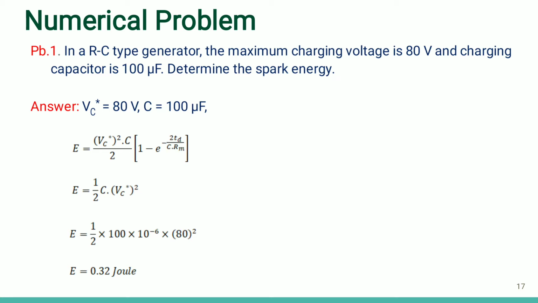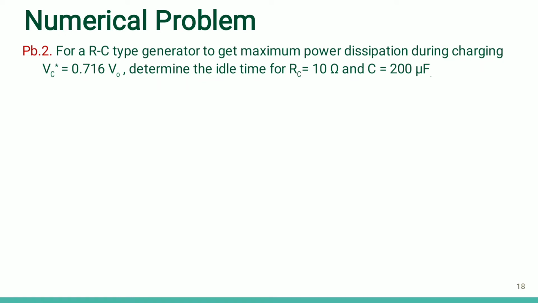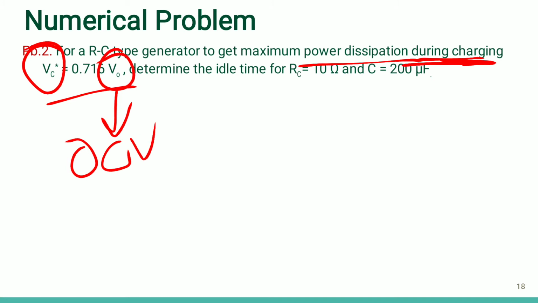not in watt. Okay, the next is: for an RC type generator, to get the maximum power dissipation during the charging, please keep in mind, during the charging is given to you, the value of VC star, that is the maximum voltage during the charging, can be equal to 0.716 into V naught. V naught is basically the OCV, the open circuit voltage.